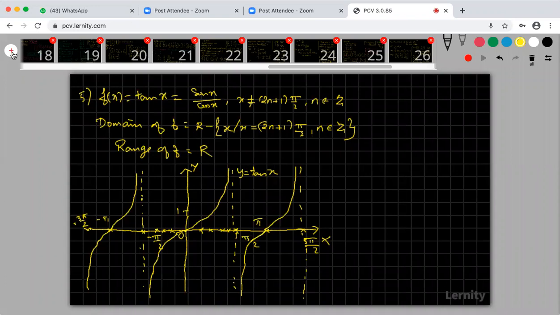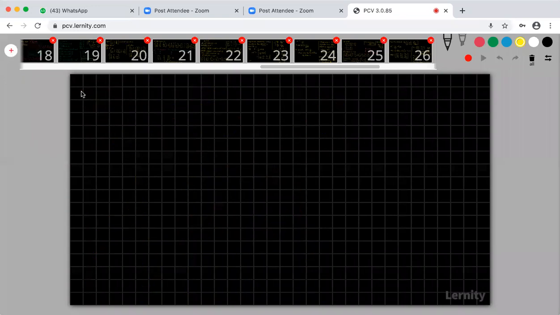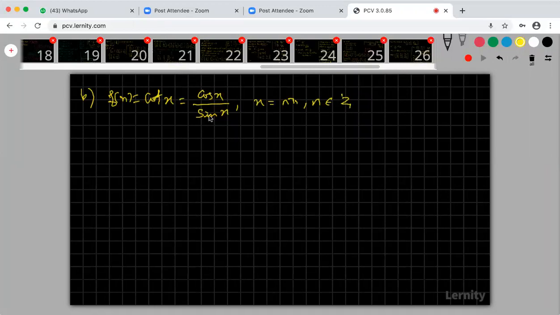Okay, next go to the sixth one. Sixth trigonometric function, cot x is equal to cos x by sin x. What is my cot x? My cot x is equal to cos x by sin x. But look at that, here x is not equal to n pi, n belongs to Z.